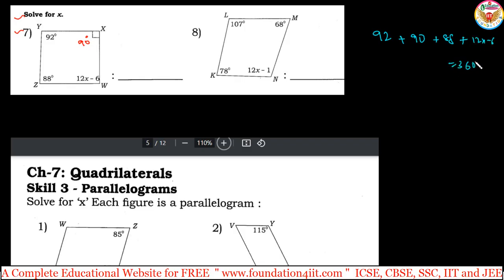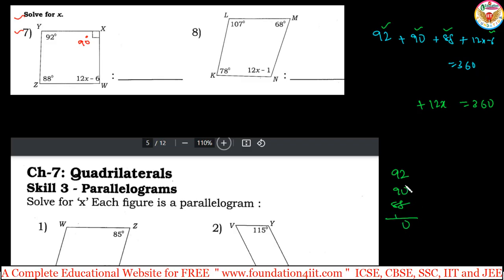The sum of the angles is equal to 360. Based on that, you can find the x value. First, add the numerical numbers 92, 90, 88 and minus 6, because 12x is the term with the variable, is equal to 360. You can add these three first: 92, 90, 88, then subtract this minus 6.